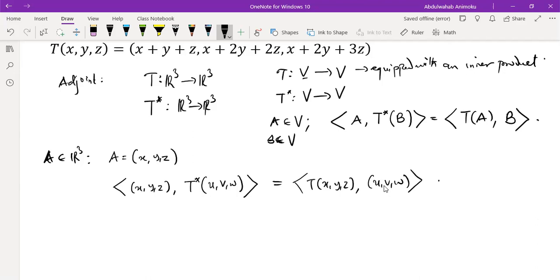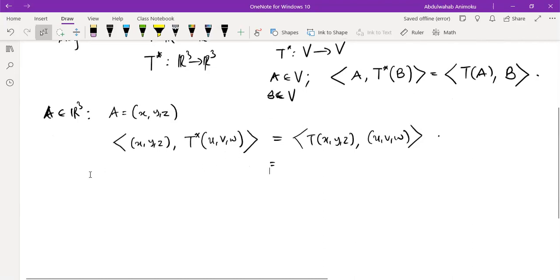Now we are going to focus on this. The trick of solving this problem is to evaluate this inner product and see if you can rewrite it as an inner product of the vector x, y, z with something else. Whatever we have on the other side would be T star. So that's the trick. Let's go ahead and do this.